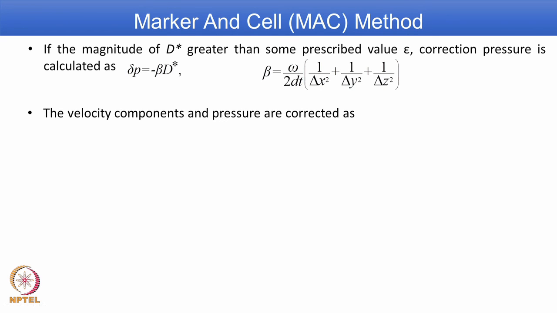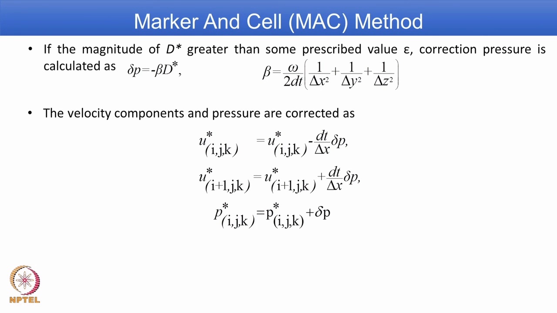Velocity components and pressure are corrected as given here. What is shown here is again for only the u velocity component. So, u star i comma j comma k, we are writing it for 3 dimensions, hence we get 3 subscripts, equal to u star i comma j comma k minus dt by delta x times delta p. The adjacent node also should be corrected, that is u star i plus 1 comma j comma k equal to the old one plus correction in pressure.